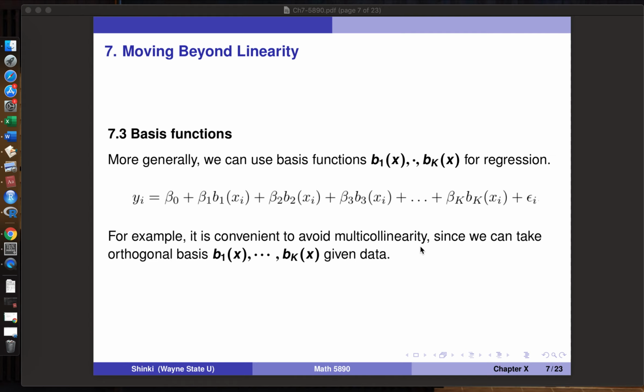Hi everyone. So today we want to study regression by basis functions. Remember that last time we used polynomial regression and also step functions for regression. Today we want to generalize that idea to use general functions of x, b1(x) to bk(x), to regress y.